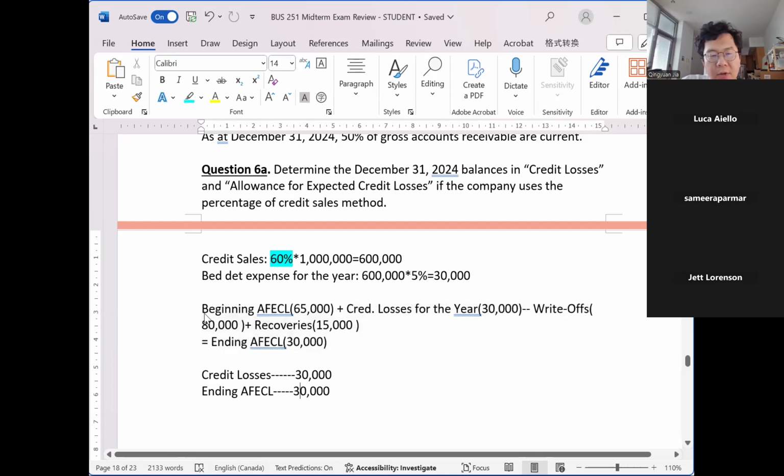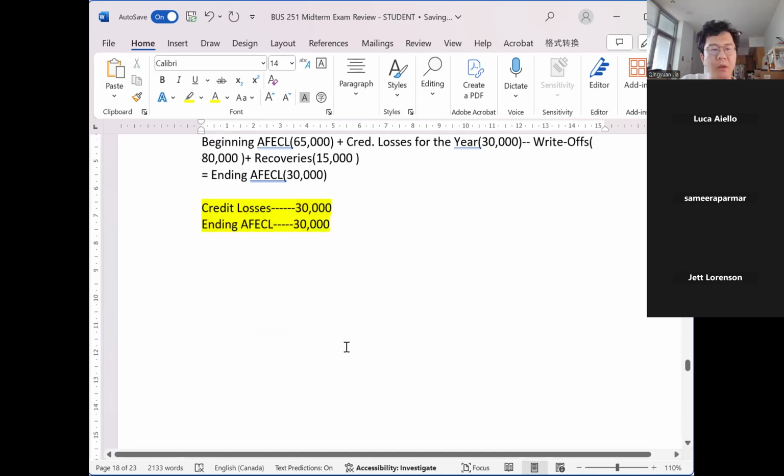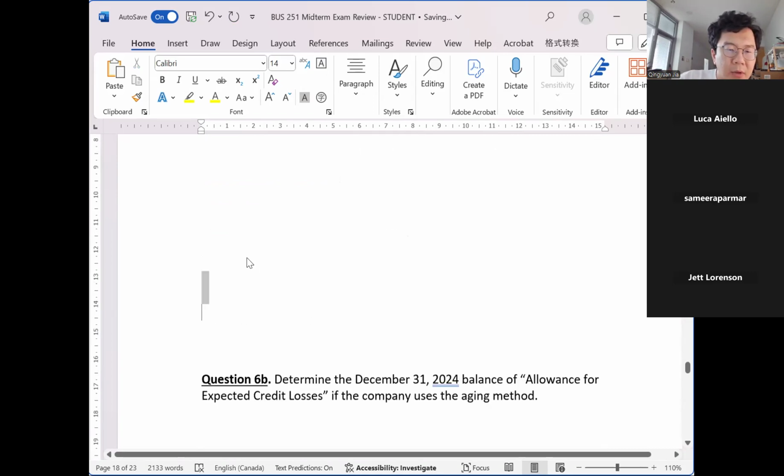But this credit losses is calculated by, first of all, you do the credit sale calculating, and then 5% of the credit sale is the bad debt expense. So in this way, we got these two figures. Okay, so let's talk about the next question.